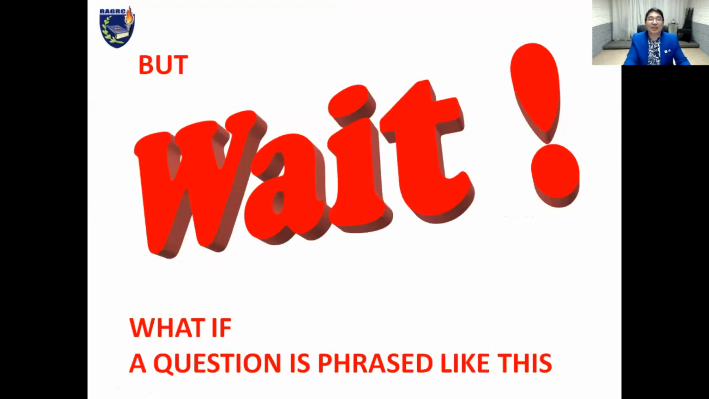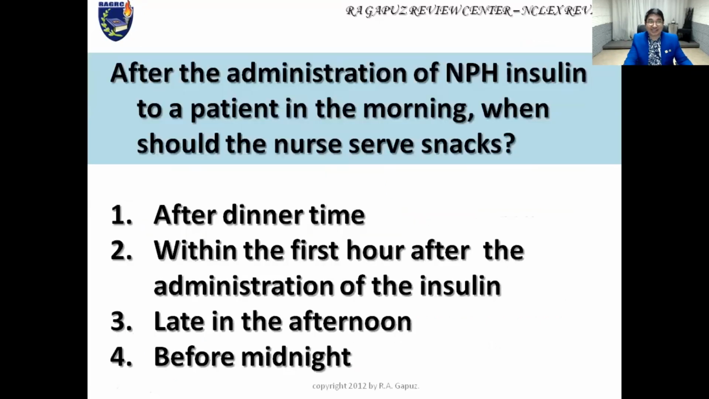Excellent. Okay, but wait. What if a question is phrased like this? Okay, let's read through it. After the administration of NPH insulin to a patient in the morning, when should the nurse serve snacks? Is it 1, after dinner time, 2, within the first hour after the administration of the insulin, 3, late in the afternoon, or 4, before midnight? Now, what is the difficult thing about this question? This question, unlike the first 2 questions, did not actually have specific time frames in the options. It doesn't say whether it's 2 to 5 hours or 2 to 3 hours, no.